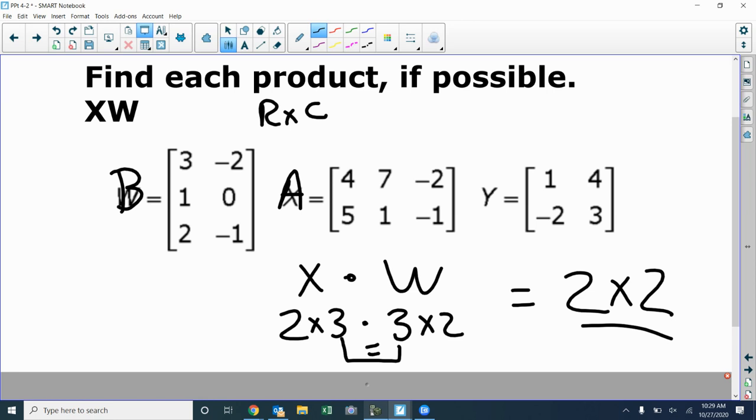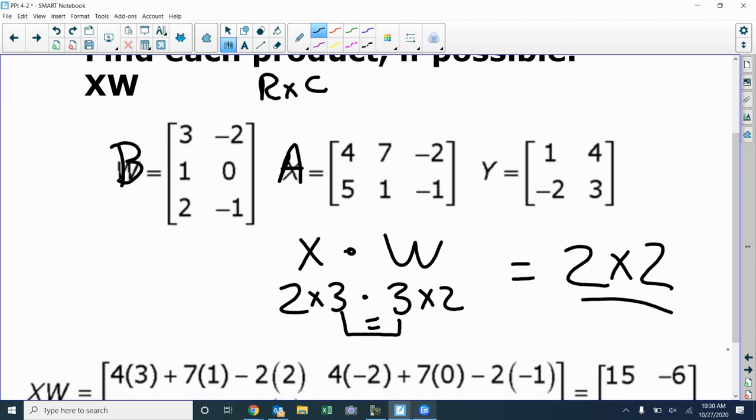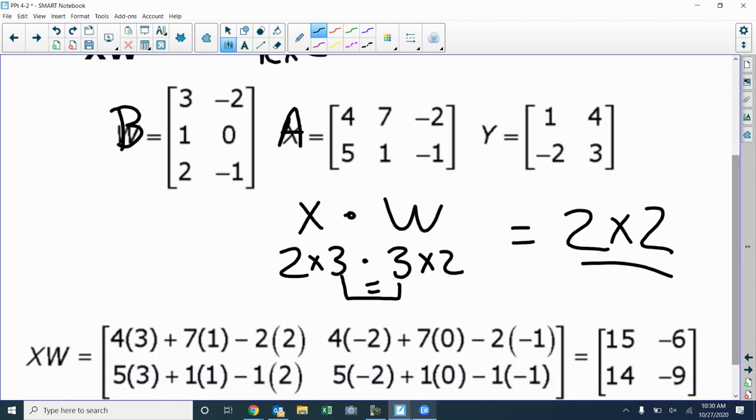You should get this 2 by 2 right down here in the corner. 15, negative 6. All you're doing, folks, is practicing trying to get that 2 by 2. Does that make sense to everybody? I hope it does. If you don't get it, let me see your calculator.